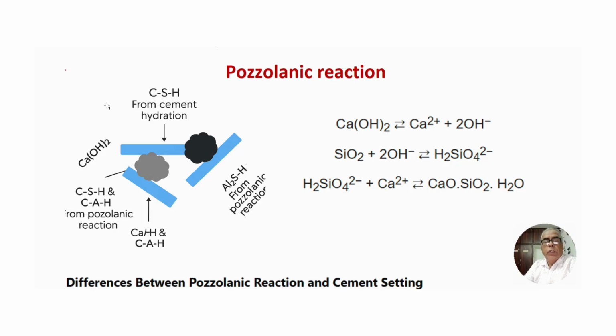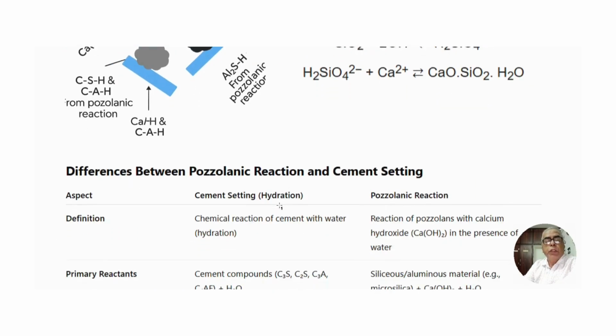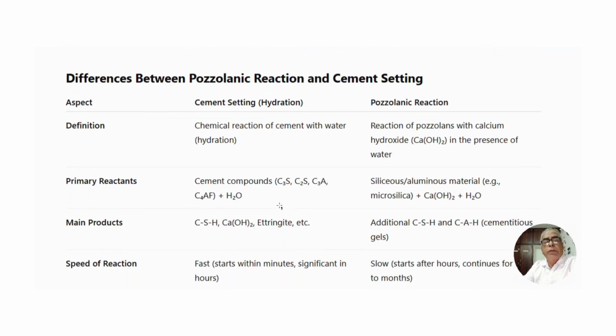Now, when you've got aluminum hydrate along with the Portland cements, you are able to get different types of these CSH bonding arrangements. For example, from cement hydration, you can get a CSH, and from pozzolanic reaction, you are able to get this kind of a CSH and CAH. A represents aluminum.